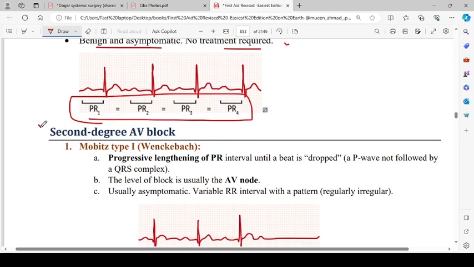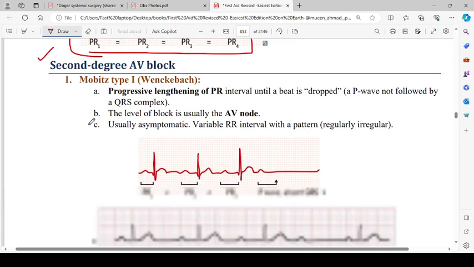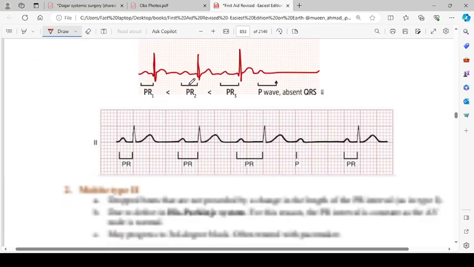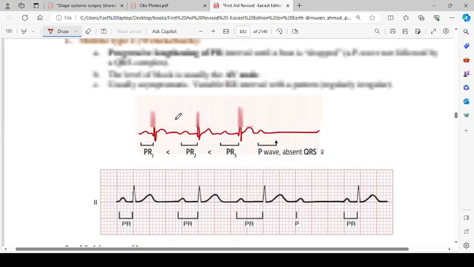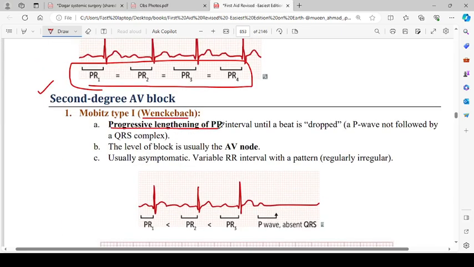Second degree AV block is subdivided into two types: Mobitz type 1, which is Wenckebach, and Mobitz type 2. In Mobitz type 1, there is progressive lengthening of the PR interval until a beat is dropped. Like PR1 is smaller than PR2, so PR2 is larger than PR1 and PR3 is larger than PR2. The PR interval keeps on prolonging until there's a dropped QRS complex, and then comes the next beat.